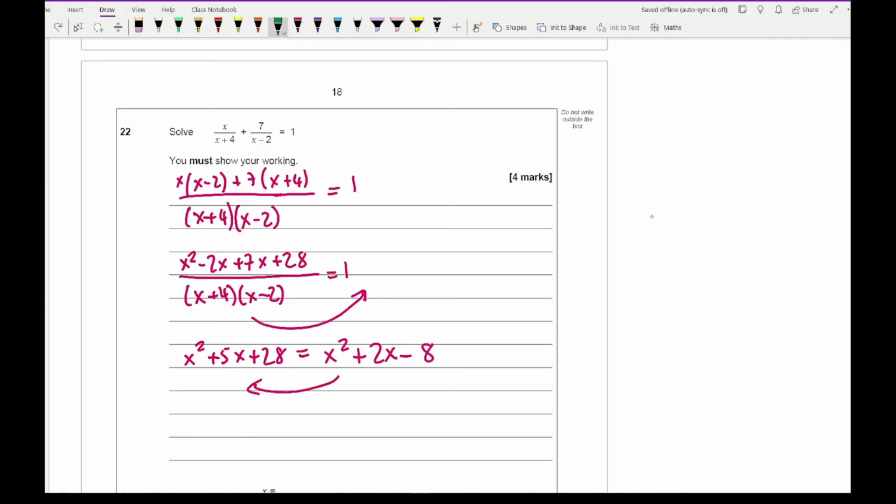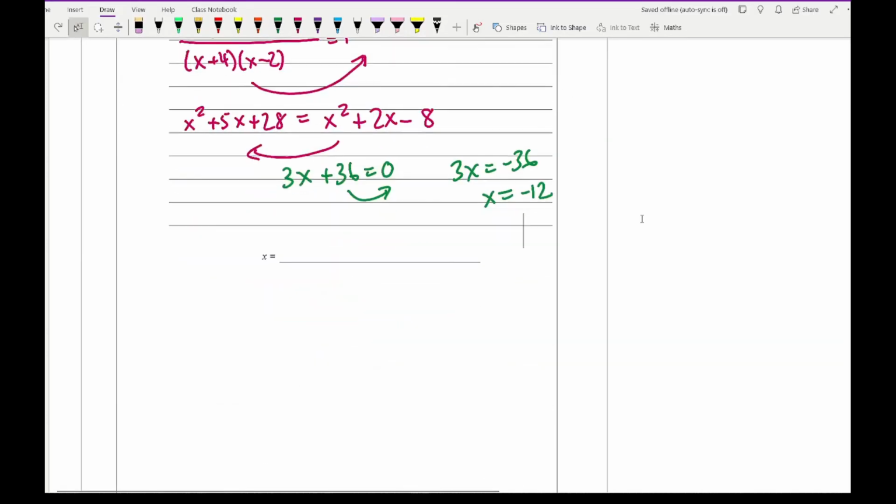And then all I'm left with is 5x take away 2x, which is 3x. 28 plus 8 is going to give me 36 equals 0. So take the 36 over to the other side, so I end up with 3x equals minus 36. So x equals minus 12. That there is my final answer.